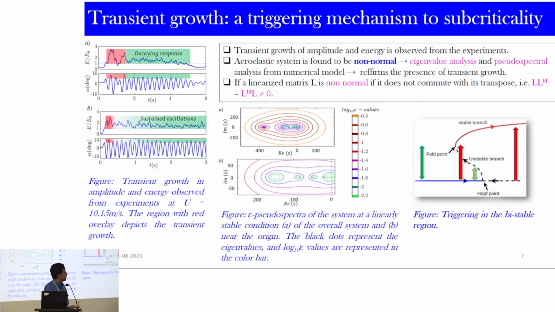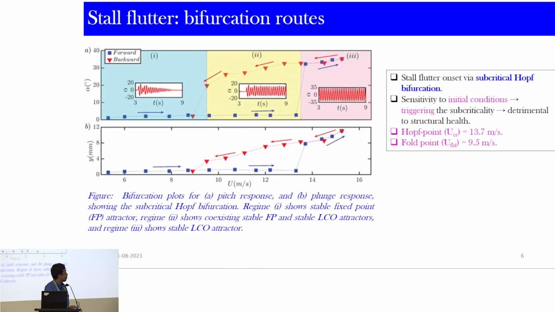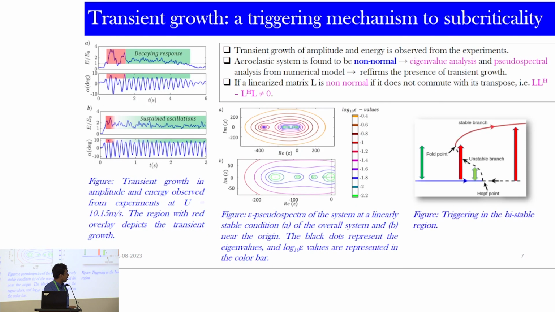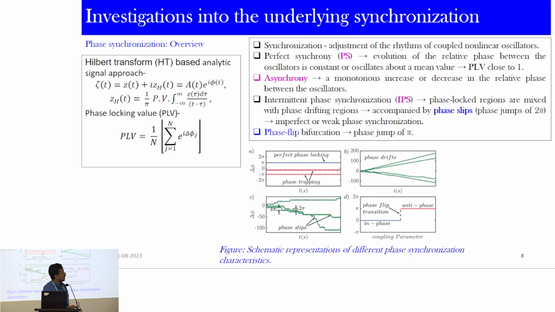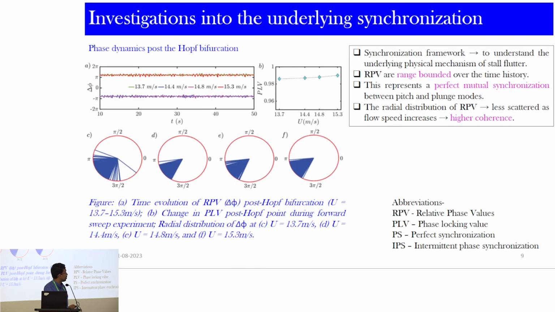We have shown here only the pitch mode data, that is, the pitch angle data, but we also have the plunge data, the 2 degree of freedom data, and based on that we compute the interaction between these modes by computing the synchronization features. First we compute the relative phase values and then proceed to get the phase locking values.